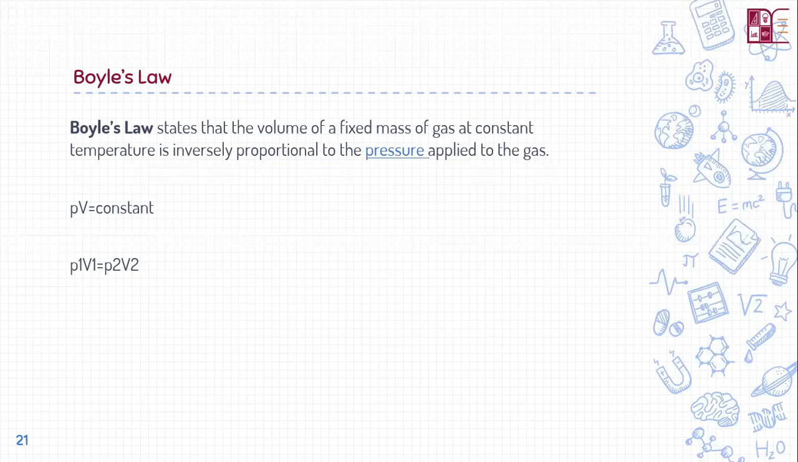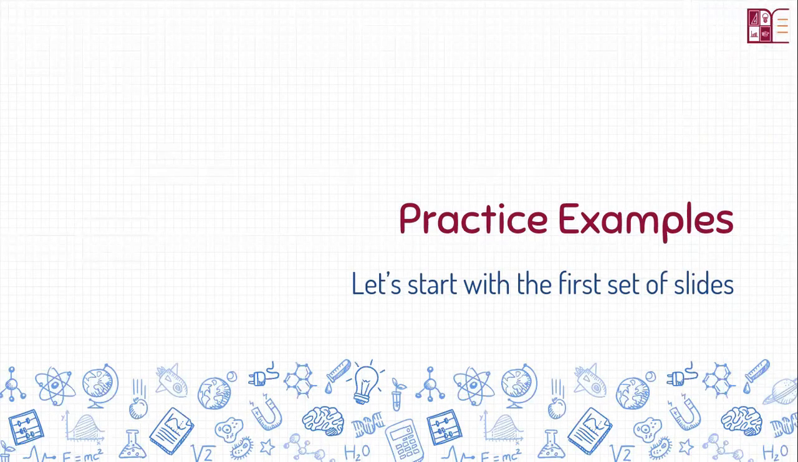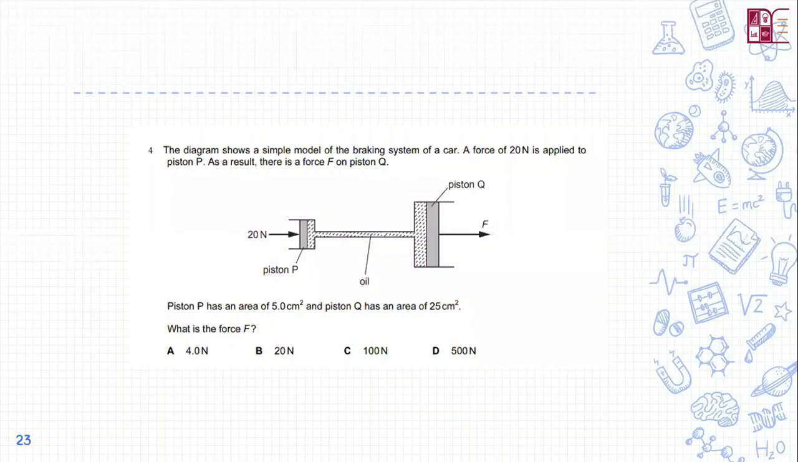So this is one of the properties that we're going to use when we're going to solve different questions. Now moving on to practice examples. The diagram shows a simple model of the braking system of a car. A force of 20 Newton is applied to piston P. As a result, there is a force F on piston Q.